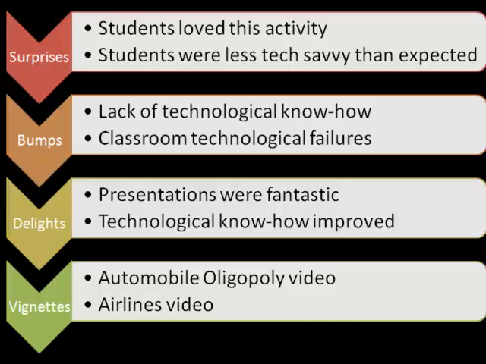Some of those bumps that we encountered along the way dealt with software, hardware, amazingly enough, internet connection, as well as power strips within the classroom created bumps that we had to overcome. Though in the end, we were able to overcome these with some great projects. For example, an automotive oligopoly movie that highlighted the differences between Audi and BMW, as well as an airlines video that showed how 5 major airlines control the entire American airspace, for the most part.